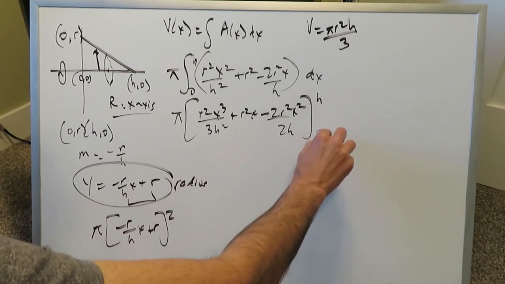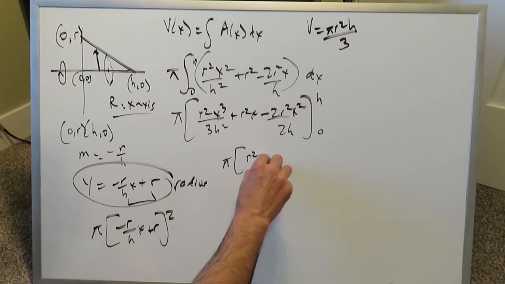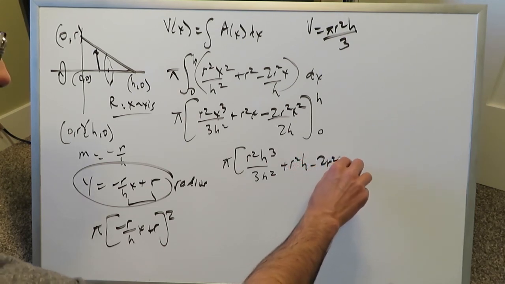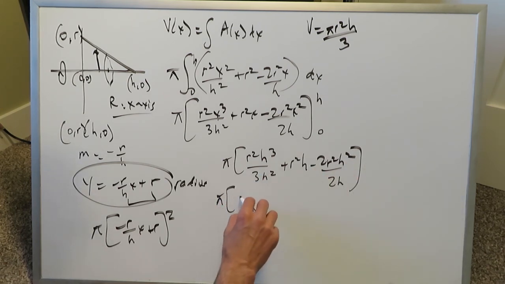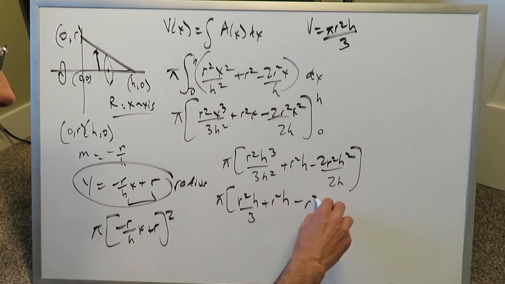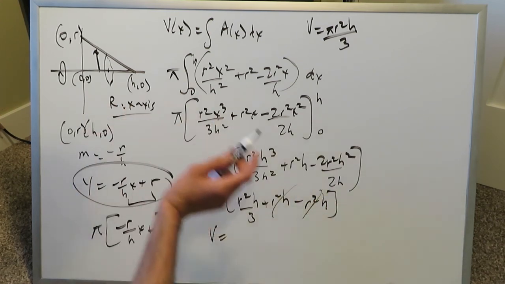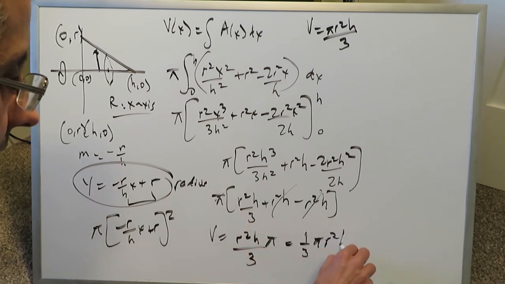Now we have to just apply upper limit h, lower limit 0. Upper limit is meaningful, 0 is meaningless here. You'll have r squared h cubed over 3h squared plus r squared h minus 2 r squared h squared over 2h. You can do some cancellation. You'll have pi over here. You'll have r squared h over 3 plus r squared h minus r squared h. This cancels out and you get volume here with respect to the x-axis dimension, or a horizontal line of rotation. You'll have r squared h over 3 and this pi coming back into the picture, or you can just say 1 over 3 pi r squared h, and it's done.